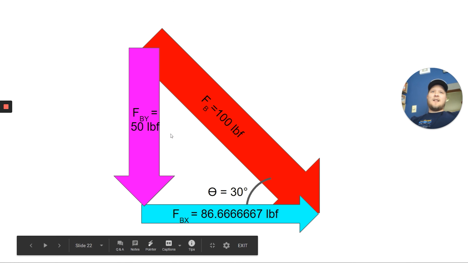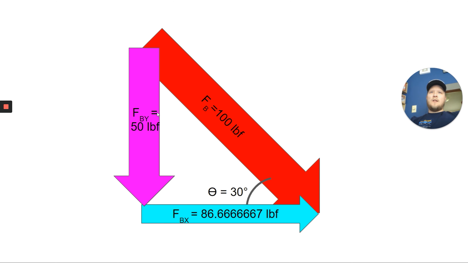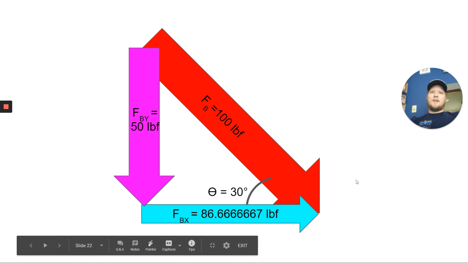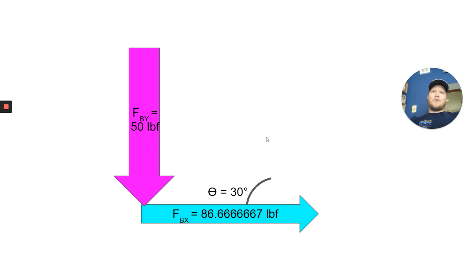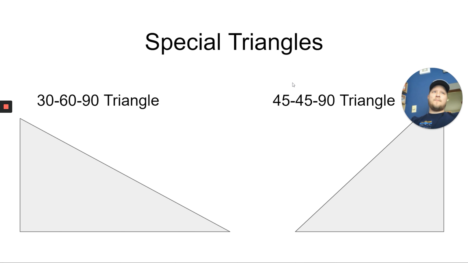So just isolating FB, this should be our little free body diagram. FBY is 50 pounds of force. FBX is 86 2/3 pounds of force. Because we have those components, right now we're going to ignore FB. We're going to replace it in our free body diagrams with FBY and FBX.